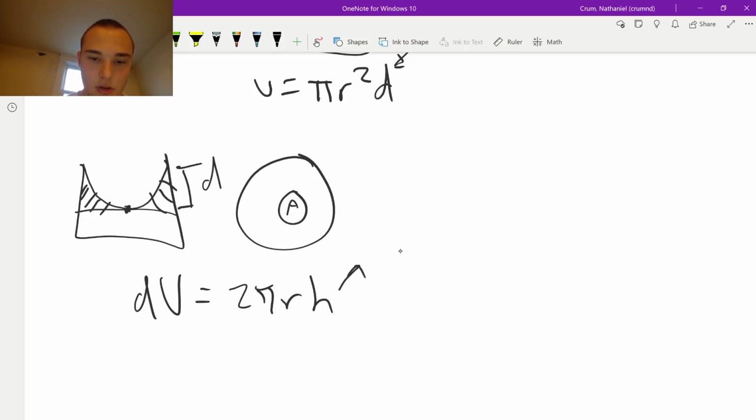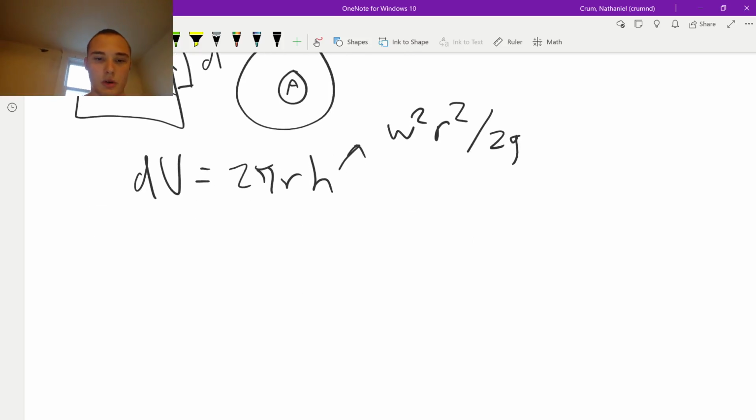So we can put that into the equation as well. This is a differential volume over some change in radius. And now we can move the dr to the other side, and we can separate and integrate both sides.